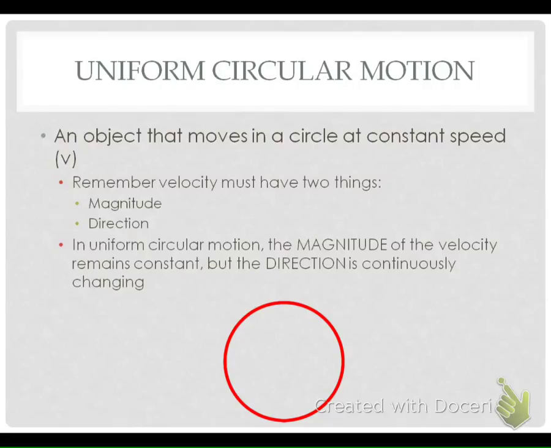So as I go around this circle, okay, here's my little object moving around the circle, the magnitude of the velocity stays the same, or the speed. Okay, my direction, however, is continuously changing. Okay, that means my velocity is continuously changing.